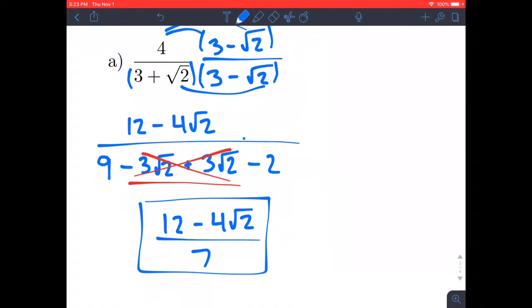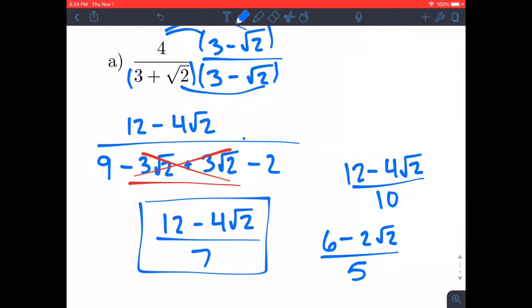And if the bottom was even or had a 2 in there somewhere, we would cancel that out with the top and reduce everything by a 2. Actually, let's look at that. Let's pretend we had somehow instead gotten 12 minus 4 square root 2 over 10. We can reduce each of those by a 2, and we would have 6 minus 2 square root 2 over 5. We can't reduce what's inside the square root by a 2. That is stuck inside the square root. We can't really touch that with something that's on the outside.